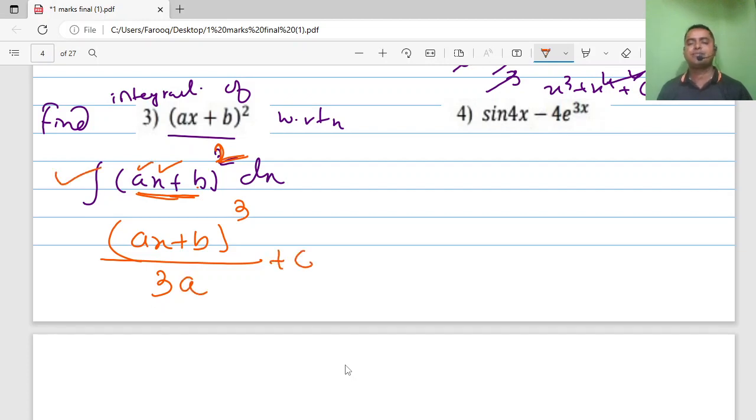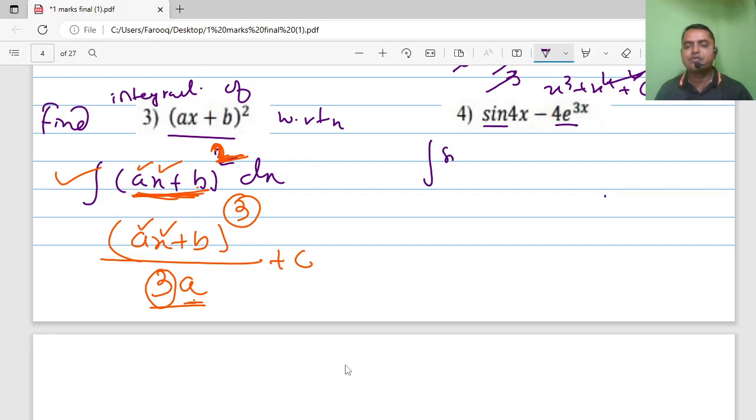Solution of this problem. What did I do here? See here, this is completely treated as x raised to 2, n means 2 here. 2 plus 1 means 3, divided by 2 plus 1 is 3. And what is the coefficient of x? A. Divided by a, so 3a, plus c. So here we got the answer.